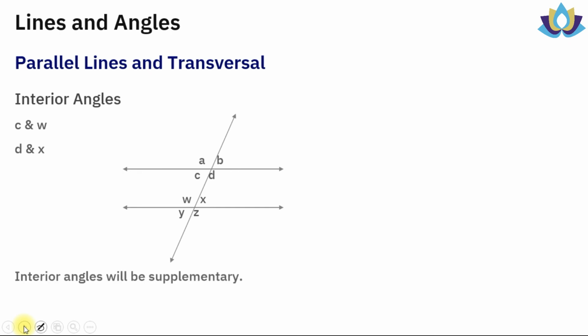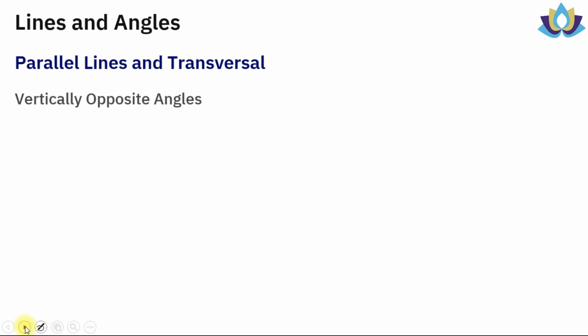So interior angles will be supplementary. Now what I mean by that, the measurement of angle C and measurement of angle W has to be 180 degrees, and in the same way angle D plus angle X, if you add the measurement, that has to be 180 degrees in this particular diagram where these two lines are parallel. So interior angles are supplementary. And let's see the next kind of angle then. Vertically opposite angles. Now this is very simple actually, and let's see the properties.